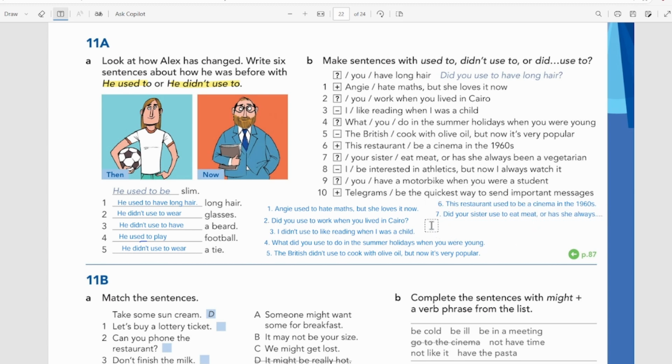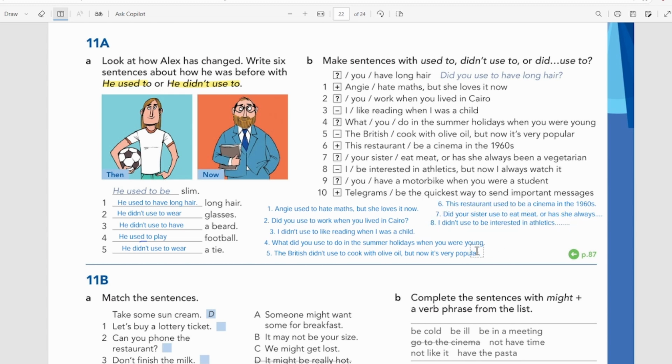Number 8. Negative. I be interested in athletics. So: I didn't used to be interested in athletics. And then the rest will be the same, guys.